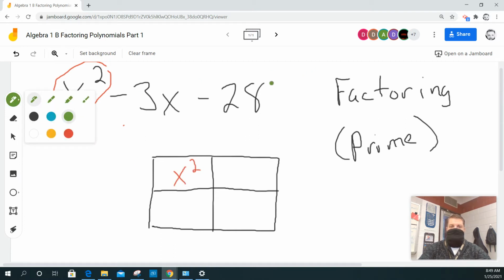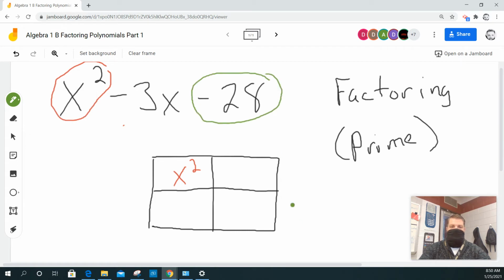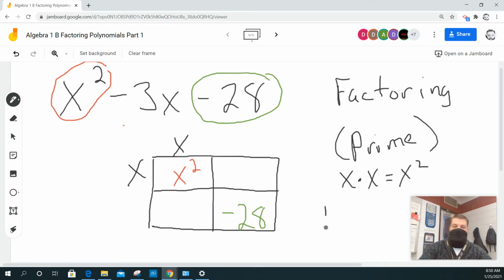And the constant, where is that in the grid usually when we multiply things out? Right here. Now, what are two numbers that we multiply to get 28? How about 4 and 7? So I think this is just going to be x times x, right? So you got to think backwards, because x times x is equal to x squared. Now 28 is the product of 4 times 7. So I probably have a 7 here, and I probably have a 4 here.